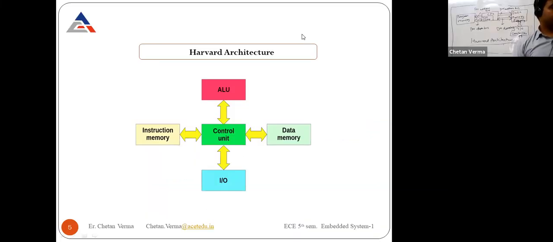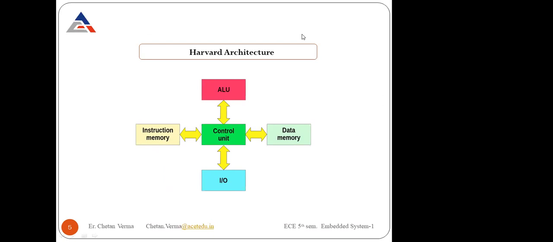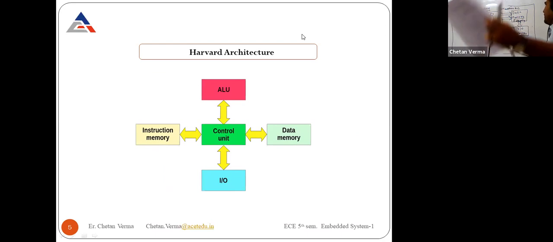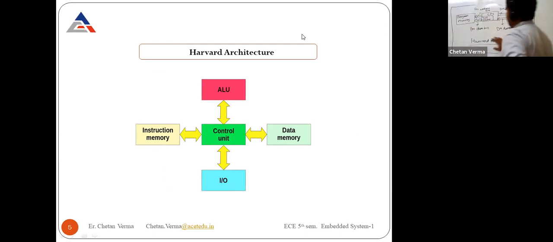Now students, hello, am I audible to all of you? Yes, yes, sir. Okay. So there is some light problem. So I have to draw the Harvard architecture.